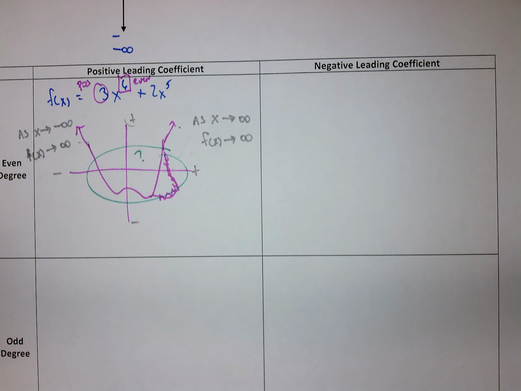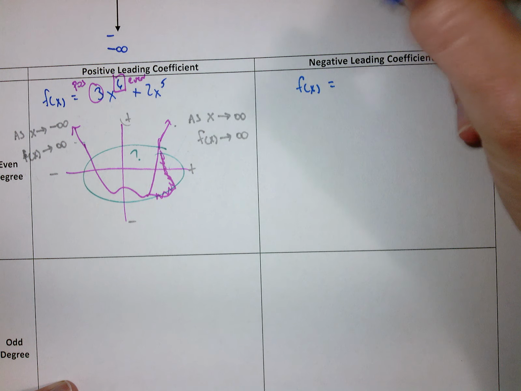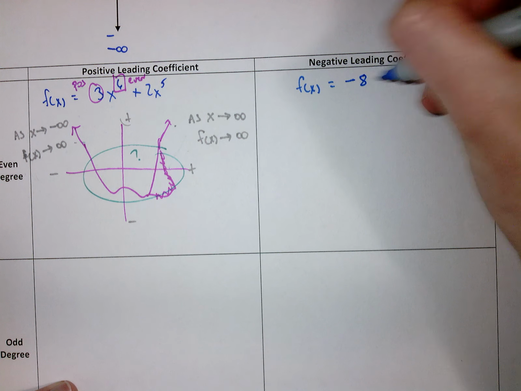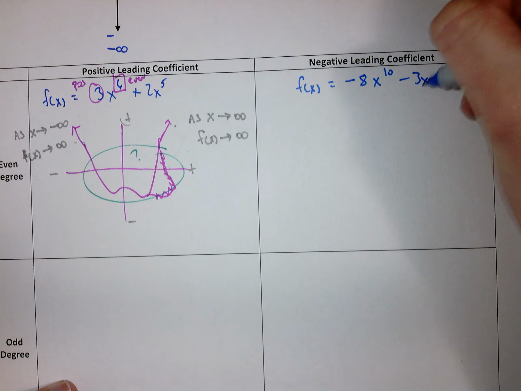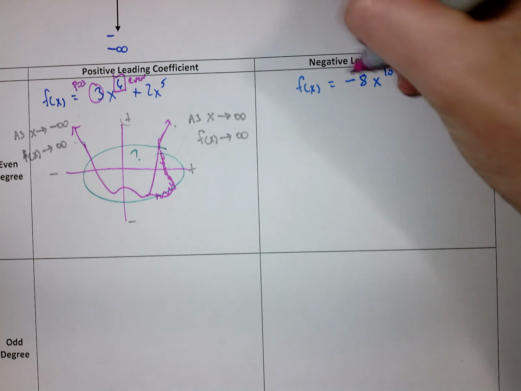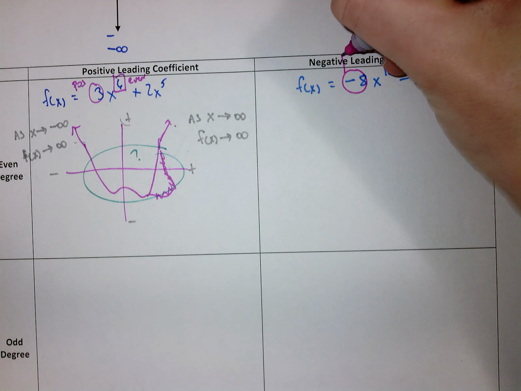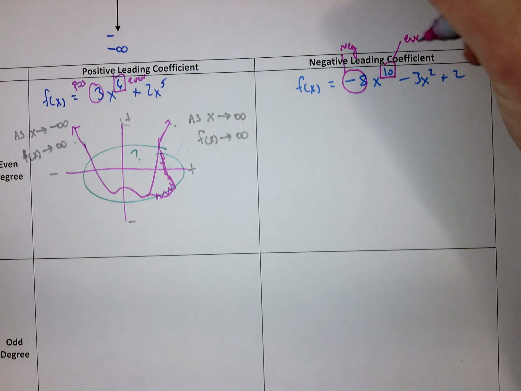All right, so that's what the first one will be. So let's look at this one: even degree with a negative leading coefficient. An example of what this equation might look like is f of x equals negative 8x to the 10th minus 3x squared plus 2. I just made that up. Again, my leading coefficient is negative, and my degree is even.